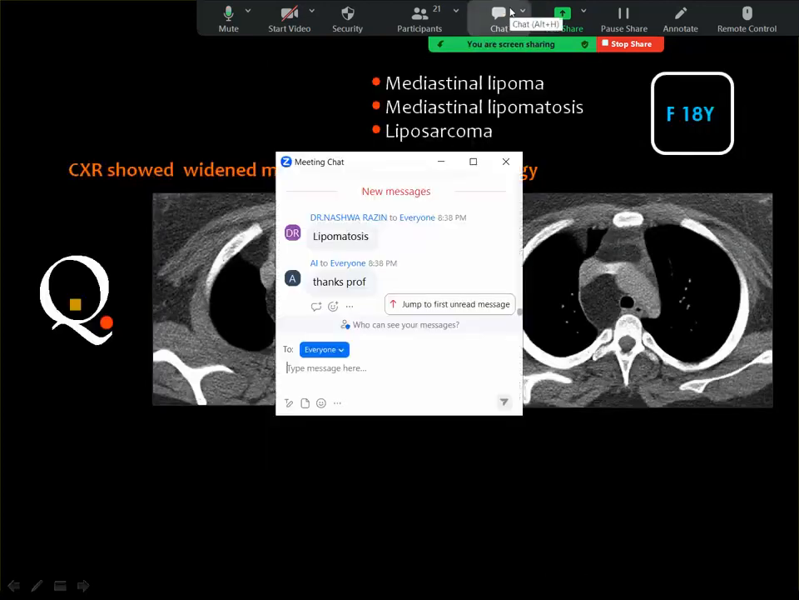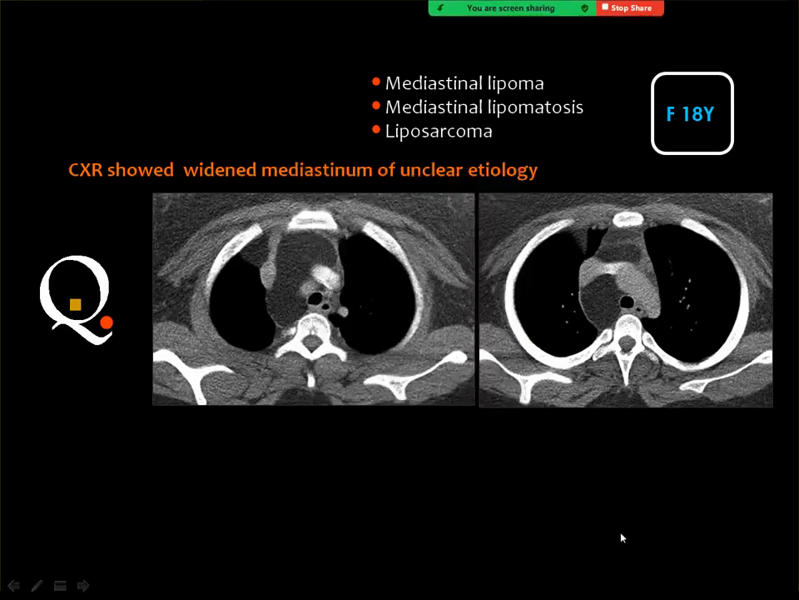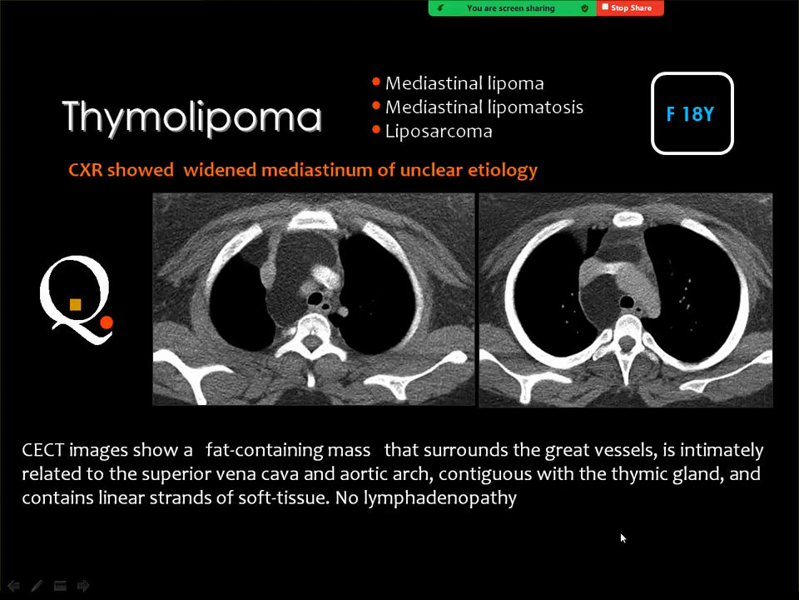And in this case, mediastinal lipoma is a mass of fat within one compartment of the mediastinum. Mediastinal lipomatosis means a big amount of fat surrounding the vessels in the mediastinum. Liposarcoma, of course, is fat and other tissues, plus calcium sometimes.